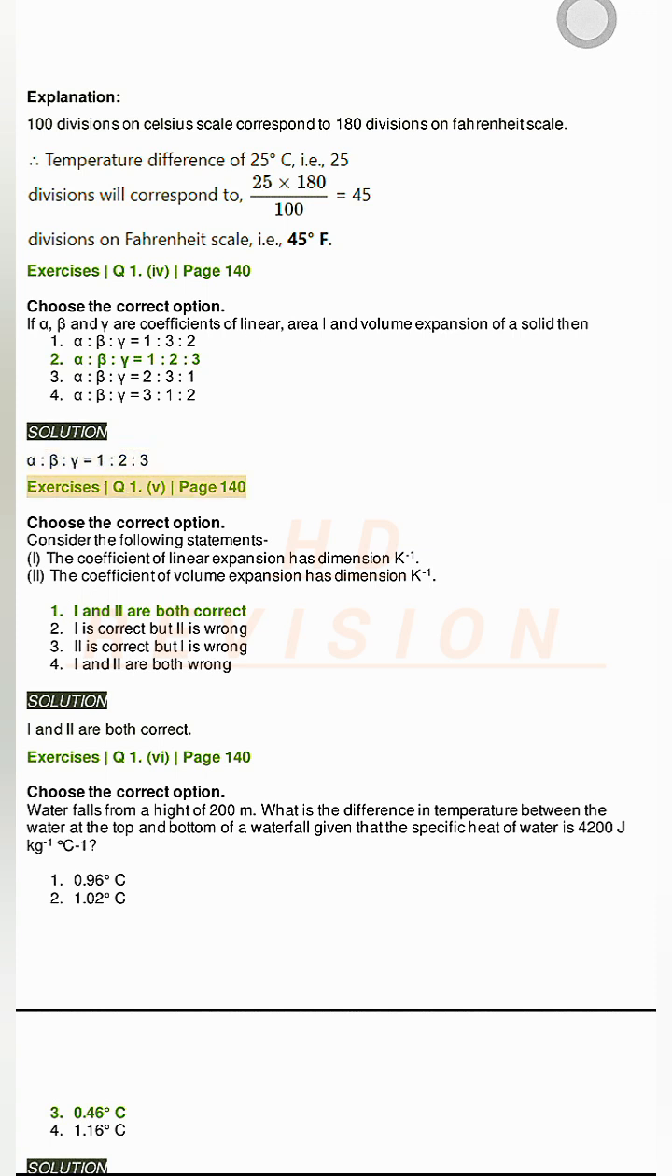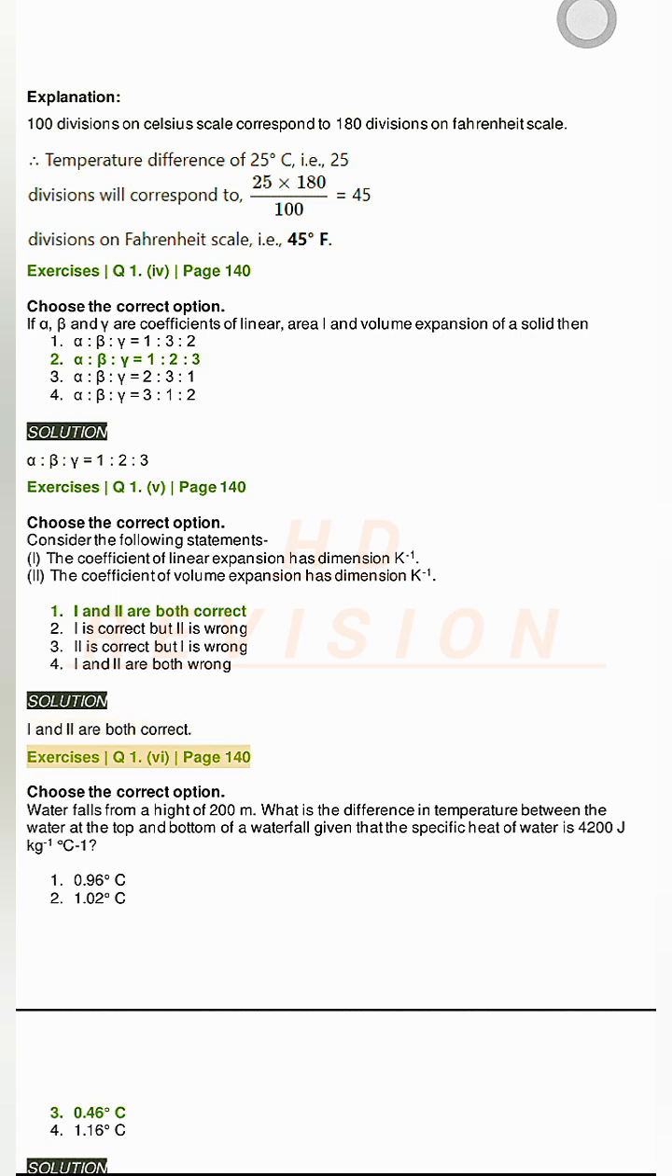Exercises Q1. V, page 140. Choose the correct option. Consider the following statements. 1. The coefficient of linear expansion has dimension K^-1. 2. The coefficient of volume expansion has dimension K^-1. Options: 1. 1 and 2 are both correct. 2. 1 is correct but 2 is wrong. 3. 2 is correct but 1 is wrong. 4. 1 and 2 are both wrong. Solution. 1 and 2 are both correct.